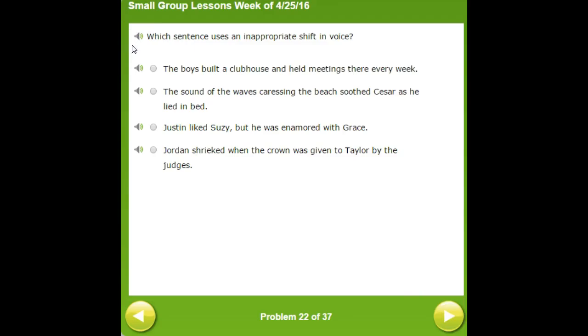Which sentence uses an inappropriate shift in voice? The boys built a clubhouse and held meetings there every week. The sound of the waves caressing the beach soothed Cesar as he lied in bed. Justin liked Susie, but he was enamored with Grace. Jordan shrieked when the crown was given to Taylor by the judges.